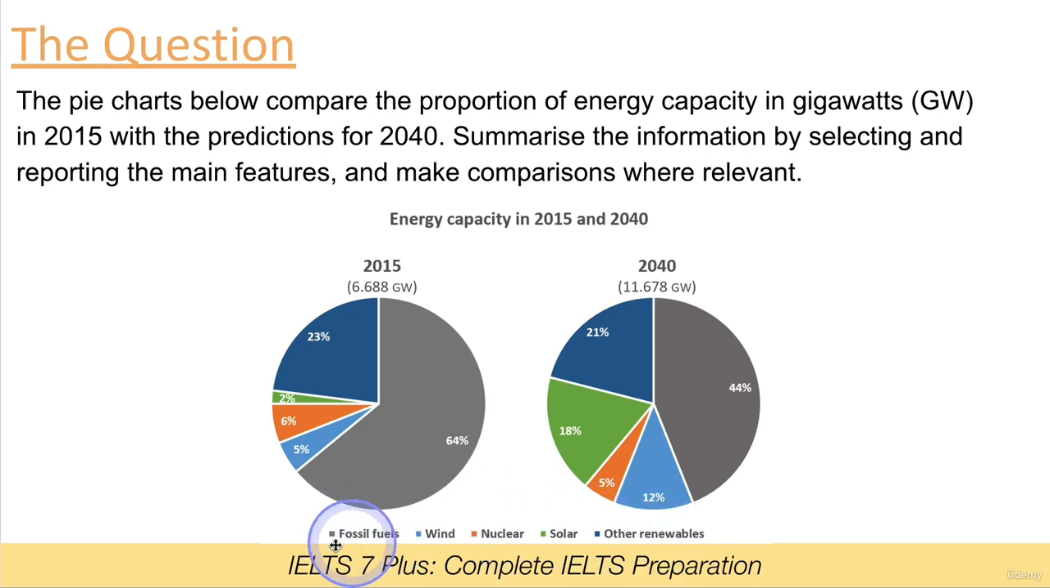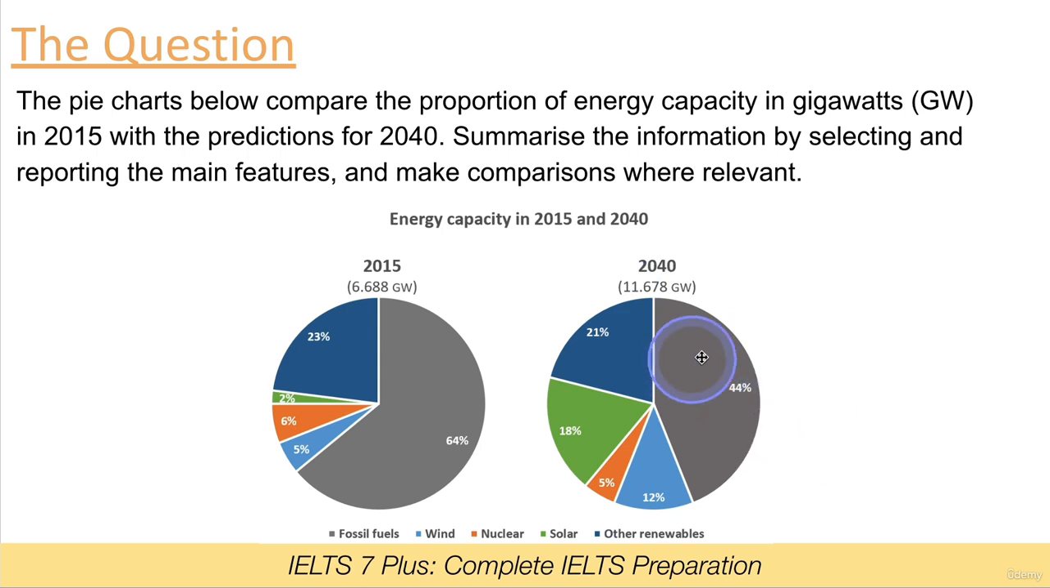And we've got the key down here. So the grey is fossil fuels. Then the dark blue is other renewables, 23%. Green is solar, 2%. Nuclear, orange, 6%. And wind, 5% in this light blue colour.